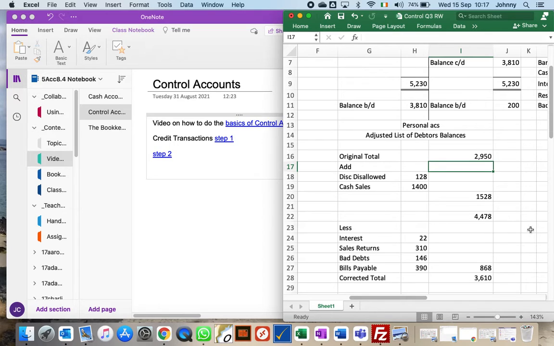I hope that makes sense to you. Just to repeat that again: we have X, an unknown number, for our original total. All of our adds should be added on to get a new total, and then all our lesses should be taken away to get the corrected total. But because I started at the bottom and I work backwards, I have to take those numbers away. I hope that makes sense for you.